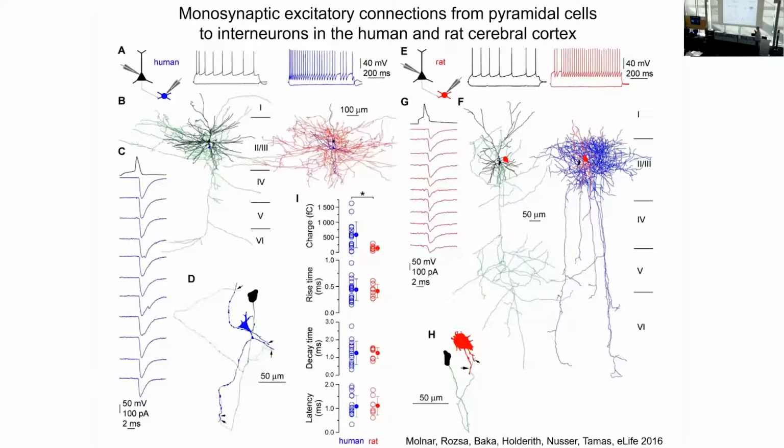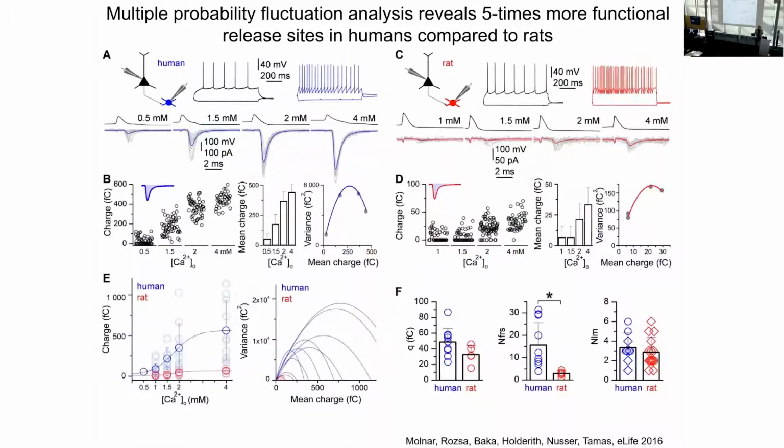Now, at this point, I would like to point out that the size of these 2 cells is not the same as these 2 cells, okay? Yet the latency appears to be similar. This will be important in the last part of my talk. But the only thing different in terms of electrophysiology is the charge carried through these synapses, the charge. The decay time, rise time, latency, not different. The charge is different.